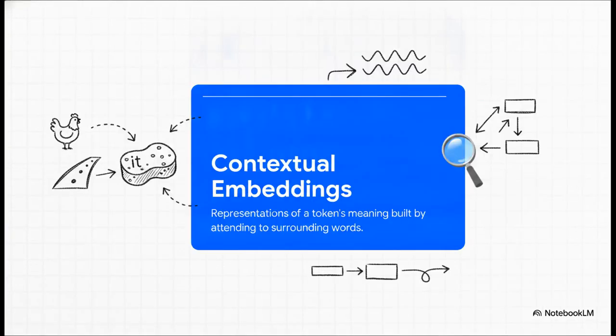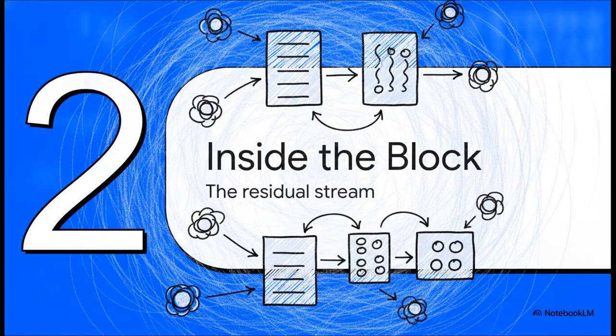Well, the solution isn't to just give the computer a static dictionary definition. The actual solution is something called contextual embeddings. Instead of locking in a fixed meaning, the transformer builds these dynamic, incredibly rich representations of a word's meaning by actively looking at and integrating information from the surrounding words. The word it basically becomes a sponge. It soaks up the context of chicken and road and whatever comes next, adapting its mathematical meaning completely on the fly.